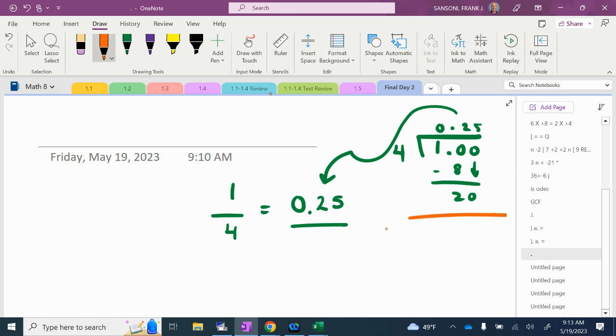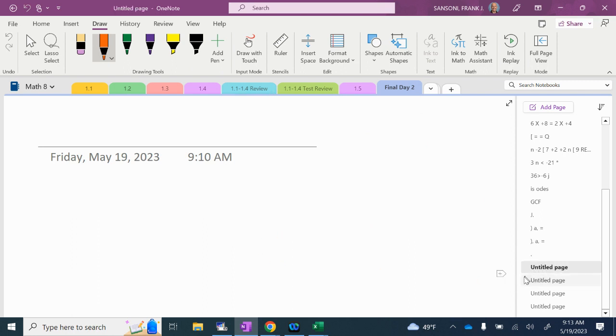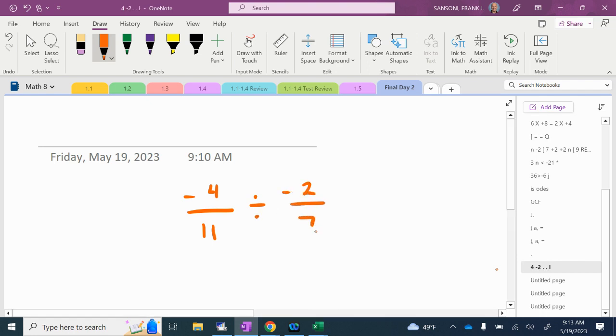42. You have to pick up the pace. -4/11 divided by -2/7. Here's the rule that all kids like to say over and over. This is the one rule that everyone remembers: copy dot flip. So -4/11, the dot means change it to multiply. I'm going to flip this: 7's on the top, -2's on the bottom.